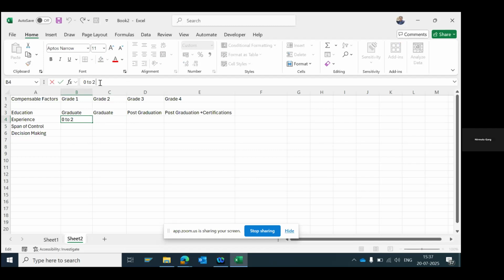So typically what happens is, as you go to a higher grade, the number of years of experience required increases. You are promoted only when you have more years of experience. So it increases.